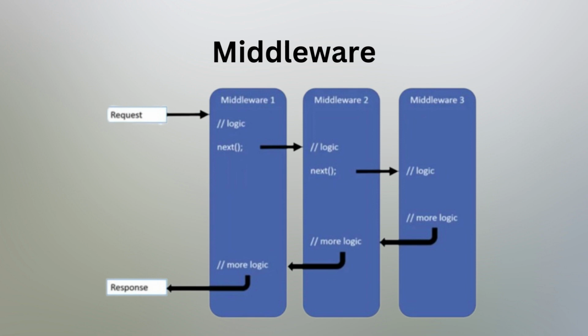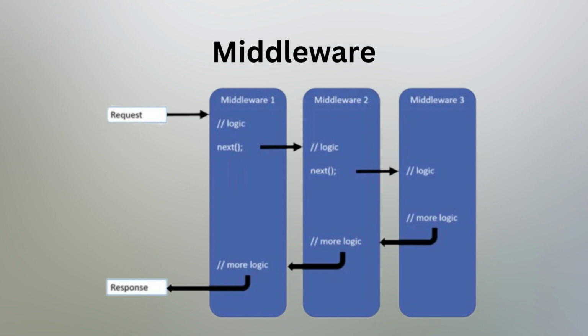So in the end, we can say that middleware is a powerful feature of the .NET Core framework that enables developers to write modular and reusable components that can be easily plugged into the request pipeline. It provides a flexible and extensible way to add functionality to an application, allowing developers to customize the behavior of their application without having to modify the core code.